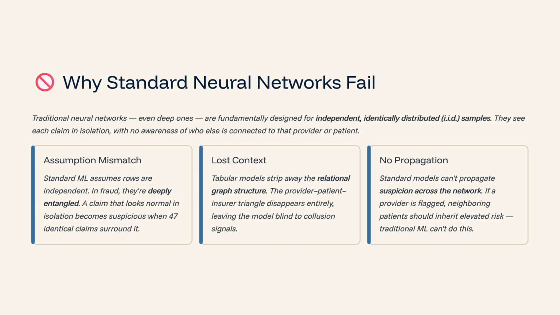Second, there is lost context. When you train on tabular data, the provider-patient-insurer triangle disappears entirely and the model is left blind to collusion signals. Third, perhaps most critically, standard models have no propagation mechanism. If one provider is flagged as suspicious, their neighboring patients and associated insurers should inherit elevated risk. A GNN, a graph neural network, can do this naturally. A tabular model simply cannot do it.